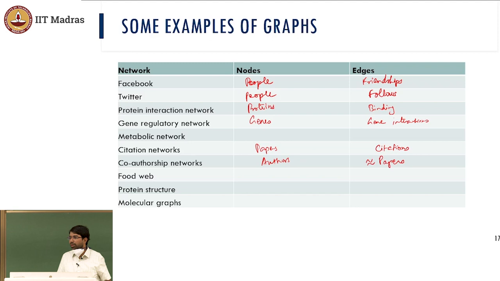Species of animals, and what are the edges? Who eats whom? Right? Which animal eats which animal? Very interesting now. Protein structure. Protein structure itself is a network, if you can imagine it that way. You might have seen some pictures, no? All of you must have seen that COVID protein picture today. So it could be the 3D distance between the molecules, between the atoms, so various things.